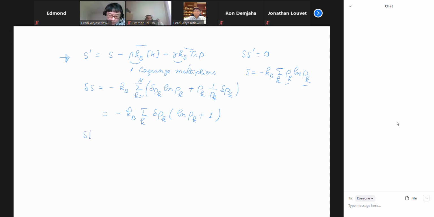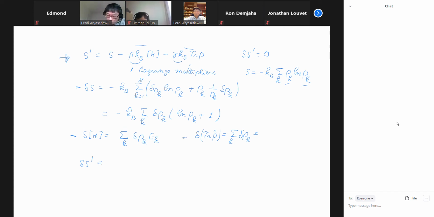Delta h we have already worked out, so that is equal to the sum over k of delta rho k E_k. And delta trace rho we have also worked out, so that is the sum over k of delta rho k. That's what we have here. So then we just plug this into the S prime. So delta S prime is then equal to the sum of these three here.